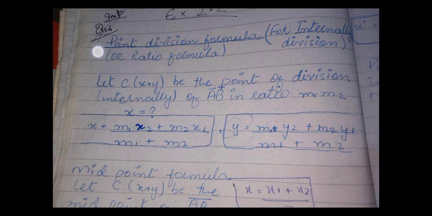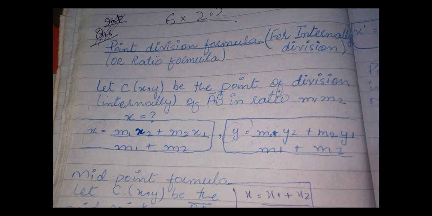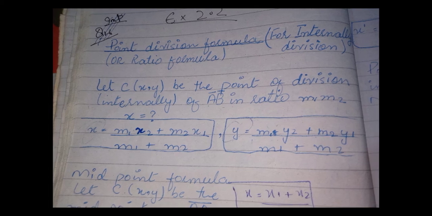And the main question is the point of division. What is the meaning of the point of division? The point where we will divide the length of the bar, that is called the point of division. It has the x-axis, it has the y-axis, and some length.